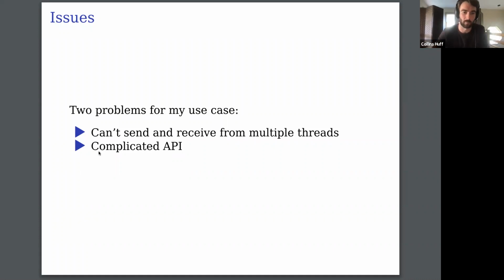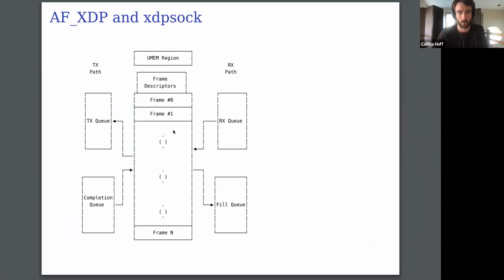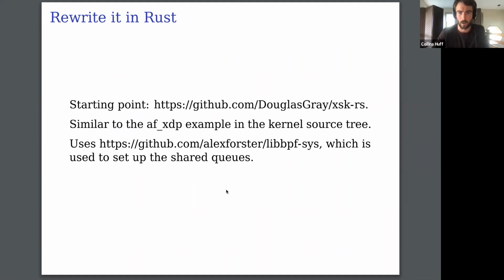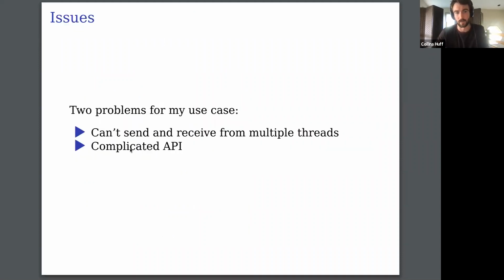Also, it didn't really provide a clean API to use this from. You had to manage all of these data structures, like which frames are on the TX queue and RX queue and completion queue and fill queue yourself. And so that would make it difficult to write a C foreign function interface for this library.